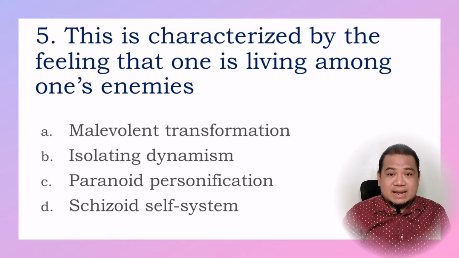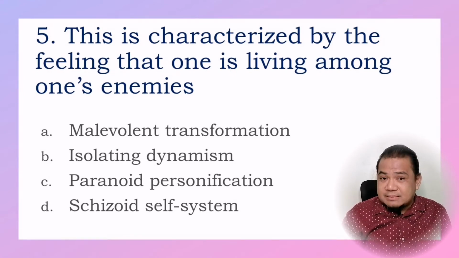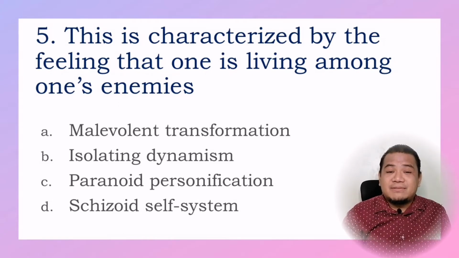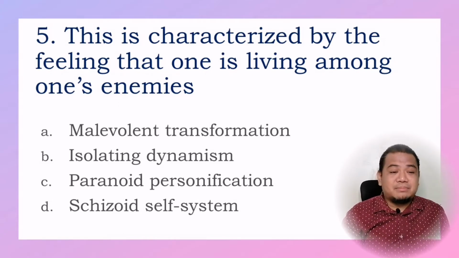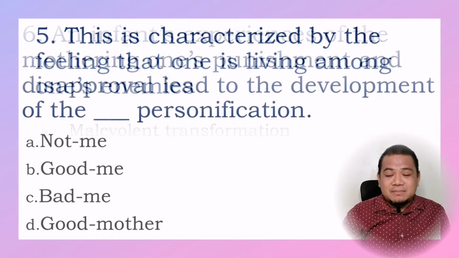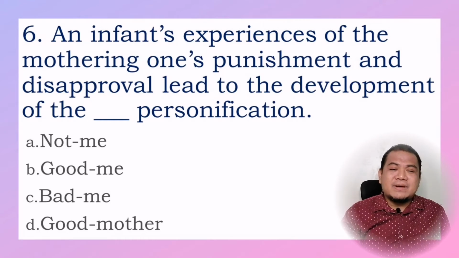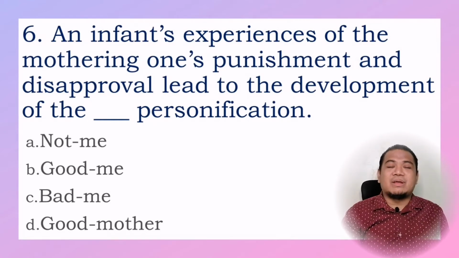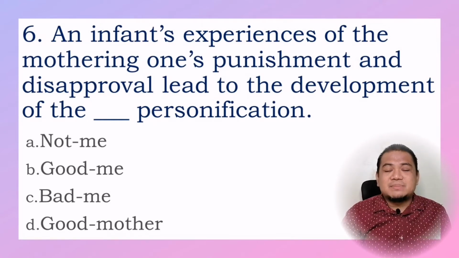Number 5. This is characterized by feeling that one is living among one's enemy. A. Malevolent transformation. B. Isolating dynamism. C. Paranoid personification. And D. Schizoid self-system.